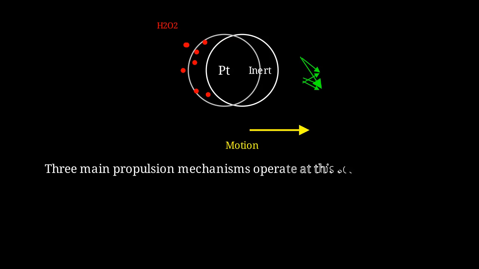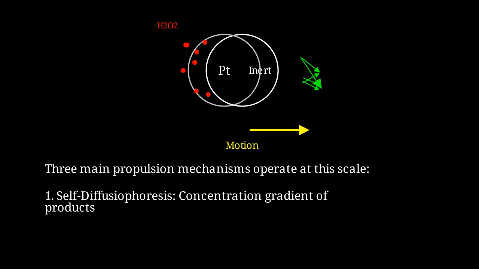Three main mechanisms can drive nanomotor motion. Let me explain each one. First, self-diffusiophoresis. The products of the reaction, oxygen and water, create a concentration gradient around the particle. This gradient induces fluid slip along the particle surface, generating propulsion.